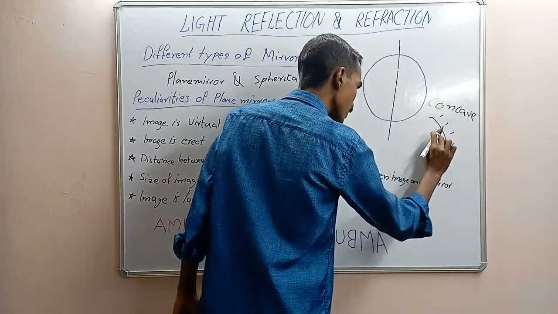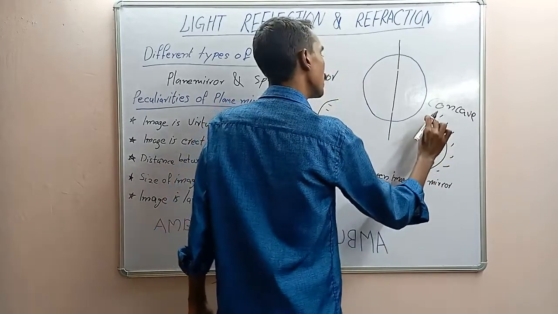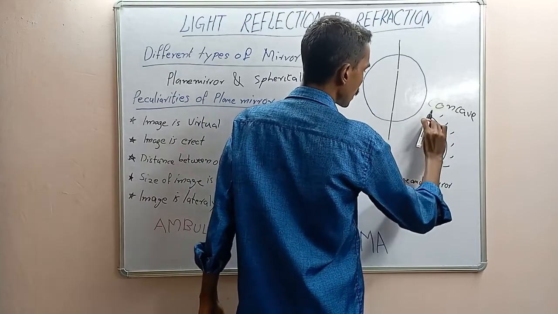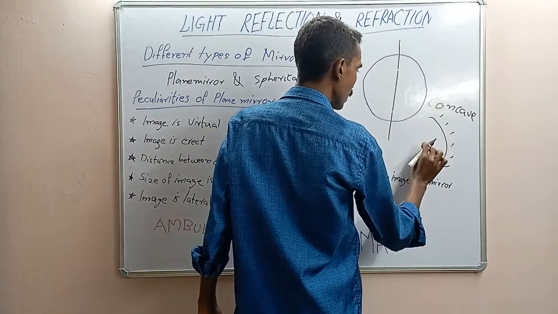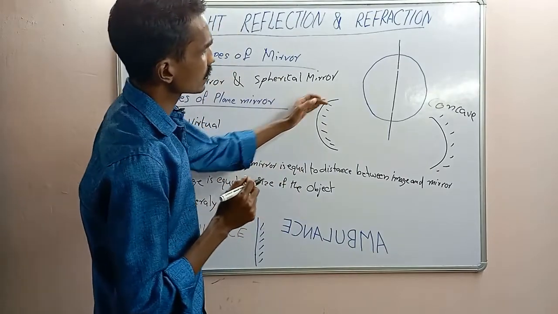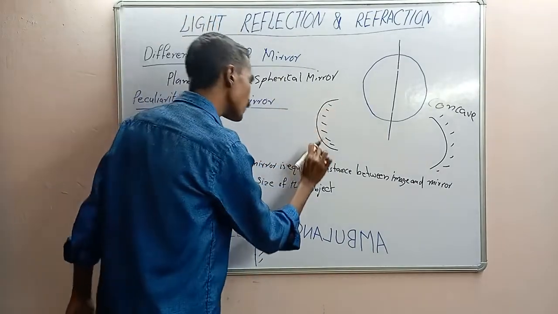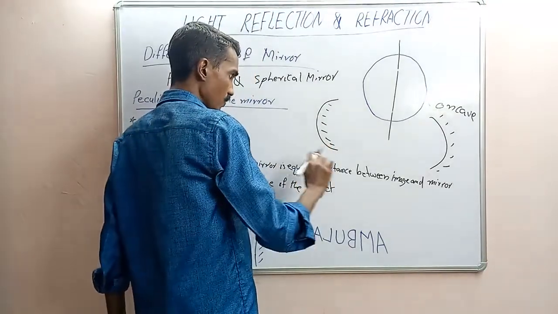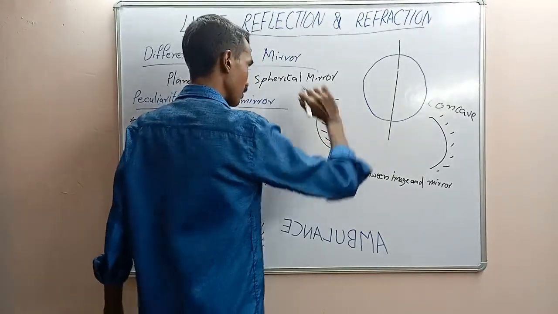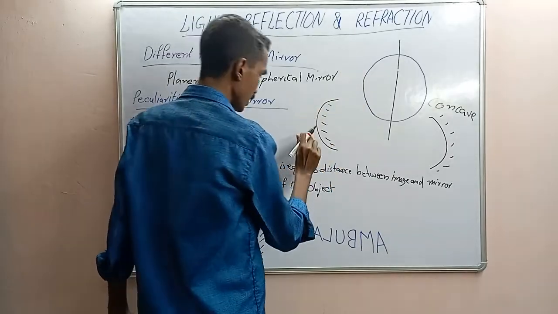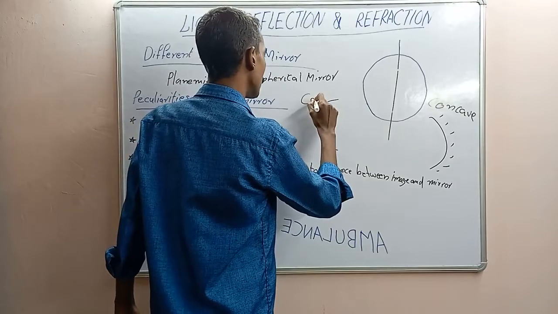When a reflecting surface is inverted or curved inward, that type of mirror is known as concave. In the case of this mirror, the reflecting surface is bulged outward, so it is known as convex.